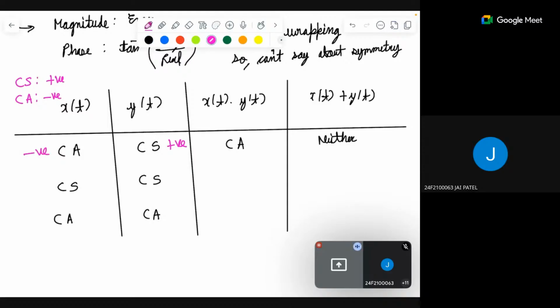Now let us move to the second case, when both x(t) and y(t) are conjugate symmetric. The product is conjugate symmetric. Yes. And the sum will also be conjugate symmetric. For the third case, both are conjugate asymmetric. The product? Conjugate symmetric. Yes. And the sum? Conjugate asymmetric. Yes. When we multiply two negative numbers, we get a positive, so conjugate symmetric. And when we add two negative numbers, we get a negative number, so conjugate asymmetric.